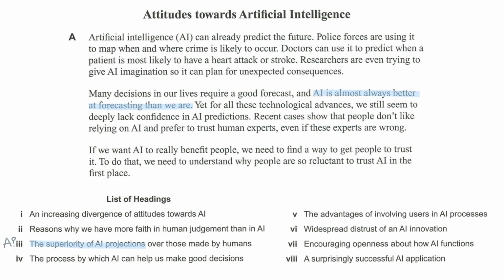Here is what I've found. AI is almost always better at forecasting than we are. And header 3, the superiority of AI projections. Is it the answer? Oh, but have a look here. We still seem to deeply lack confidence in AI predictions. And option 6, widespread distrust in AI innovation. So which answer is correct? We can't know right now. We have to leave this question as it is and come back to it later.